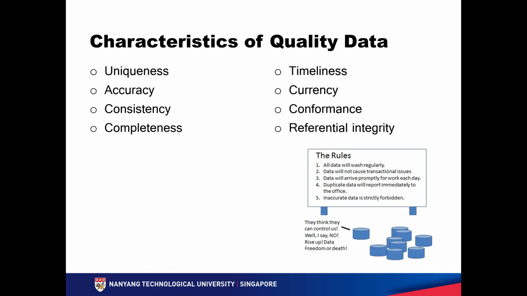For example, we must make sure that it is accurate. We must make sure that it is consistent. As far as possible, we would like it to be timely. Finally, referential integrity is a very special form of data quality, or characteristic of quality data, that's relevant to relational databases. So we'll get into the details about what is referential integrity in future discussions.